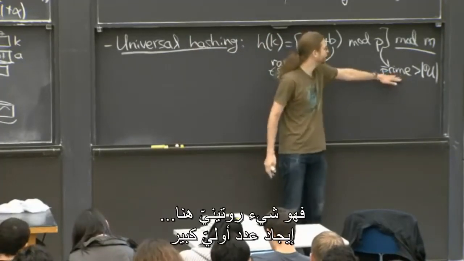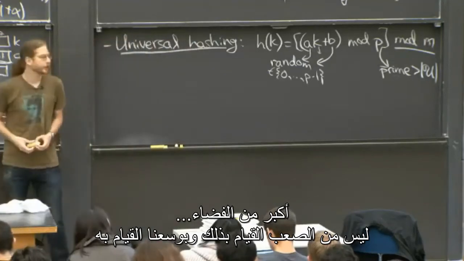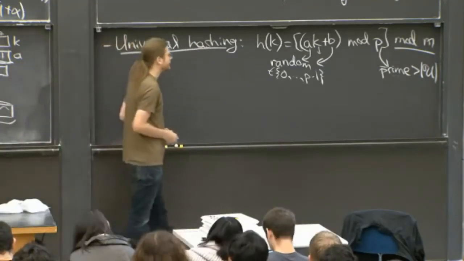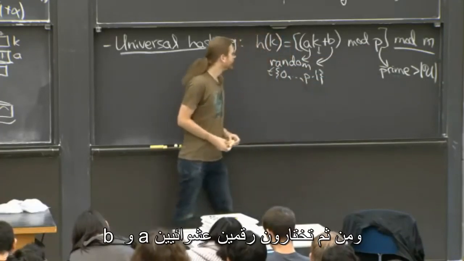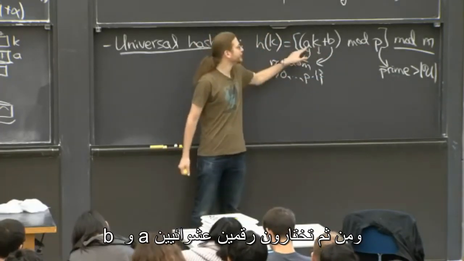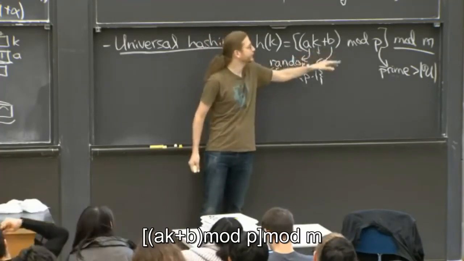So there's a subroutine here. Find a big prime number, bigger than your universe. It's not too hard to do that. We can do it in polynomial time. That's just set up. You do that once for a given size table. And then you choose 2 random numbers, a and b. And then this is the hash function, a times k plus b mod p mod m.